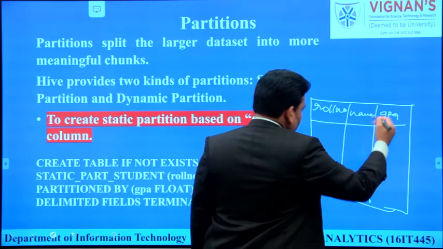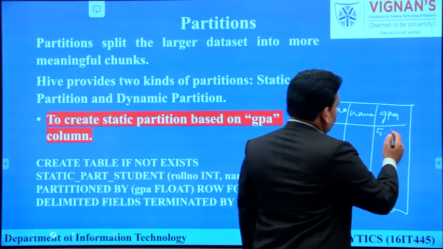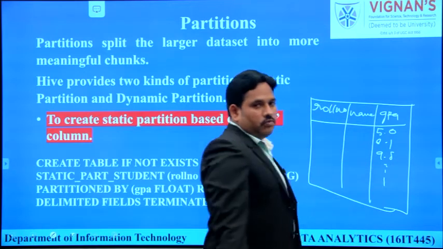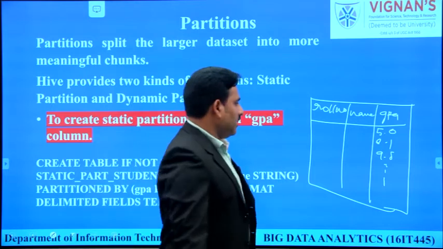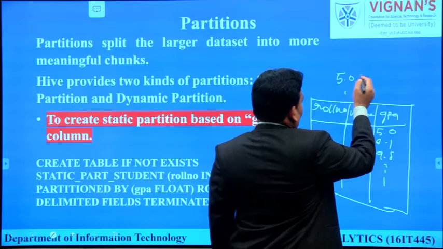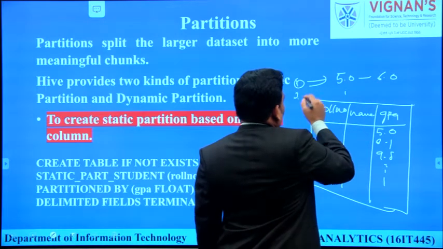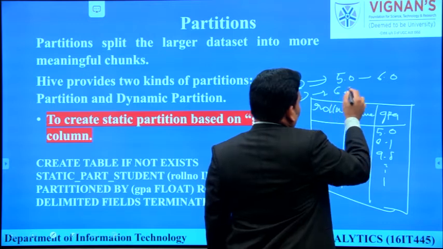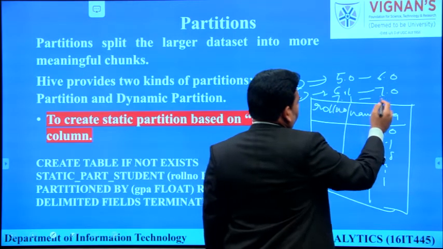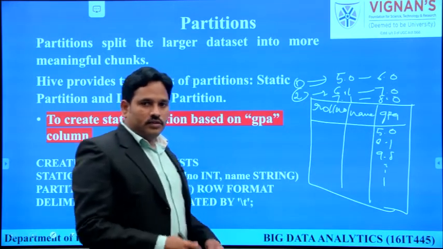Now using this GPA we want to partition the table. Let us take here GPA 5.0, 6.1, 9.8, like this we are having all the values. We want to partition for a specific range, like we want to group all the values with a GPA range from 5.0 to 6.0 into one group, the second group we want to divide 6.1 to 7.0, and the third group 7.1 to 8.0. Like this we want to make 5 subgroups. Now this is called partitioning.